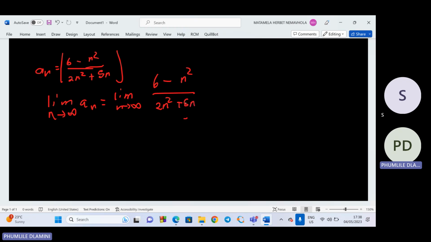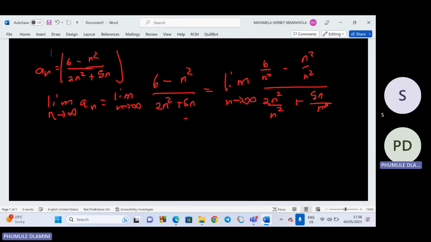Then we check the term with the higher degree of polynomial, which here is n squared. We divide everything by n squared. If we divide everything by n squared, we are going to have the limit when n approaches infinity of 6 over n squared minus n squared over n squared, divided by 2n squared over n squared plus 5n over n squared. When you are doing it, if you want to eliminate some of the steps, you can. It's just that I'm showing you so that you can see how we get the answer.